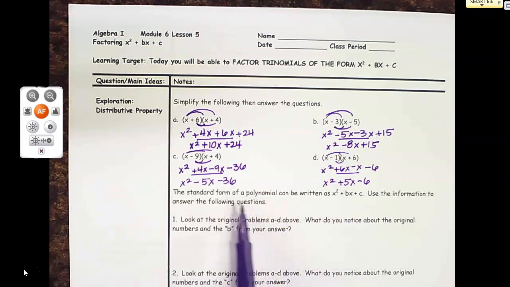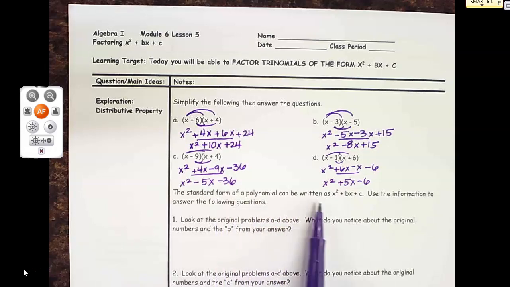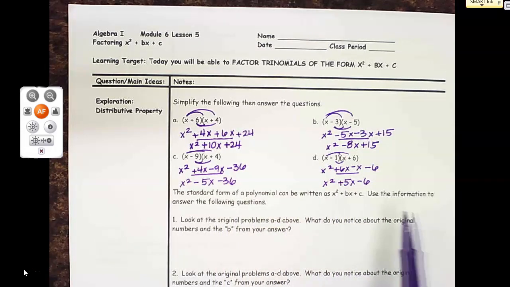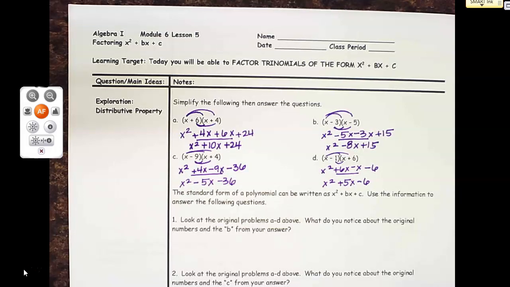So we always write in standard form, which is descending order of the variable. So it's x squared plus bx plus c. B is whatever's with the x. C is your constant. And so we want to use that information to answer the following questions. Look at the original problems A through D above. What do you notice about the original numbers and the b from your answer?